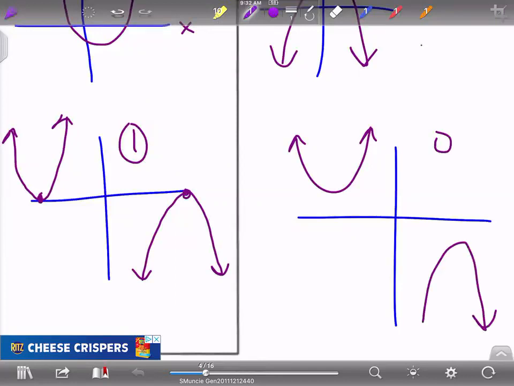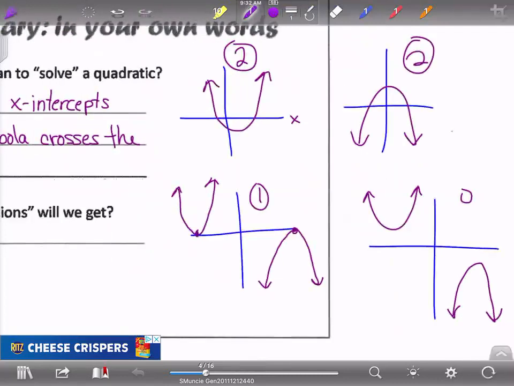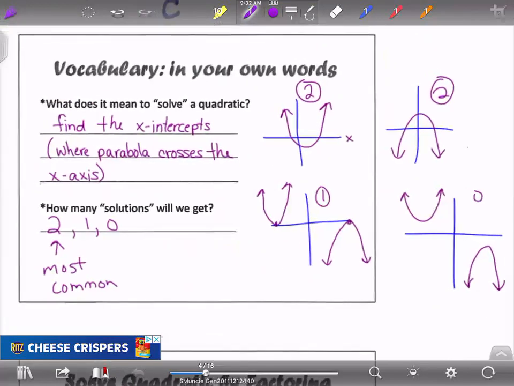And same way, if I would draw this one here, if I flipped it upside down and moved it down, this one would never cross your x-axis. So 3 situations could happen. 2 solutions, it crosses twice. 1 solution, just the vertex touches the x-axis, or no solutions where it never, ever, ever crosses the x-axis. Again, 2 solutions is definitely the most common here.